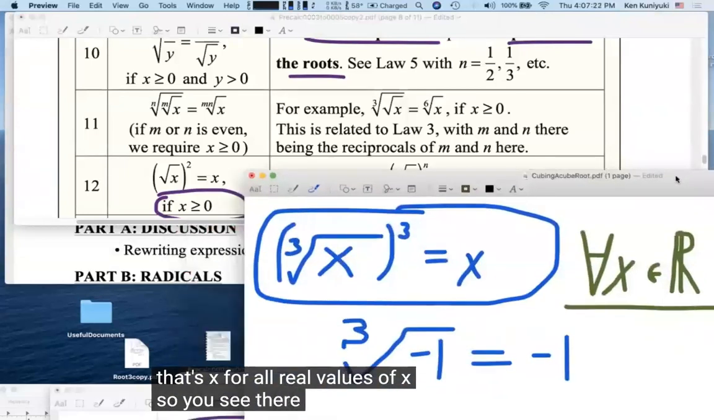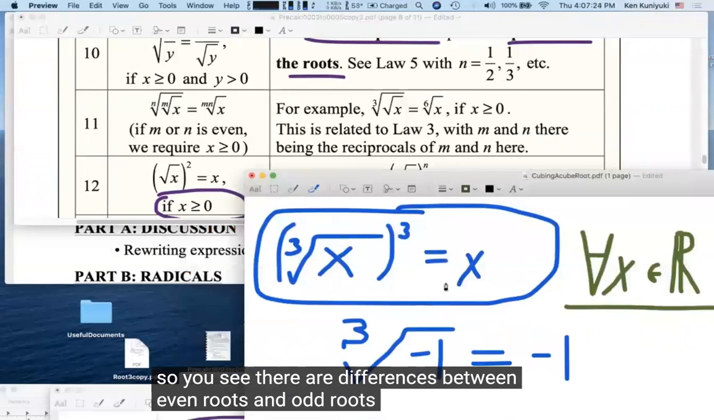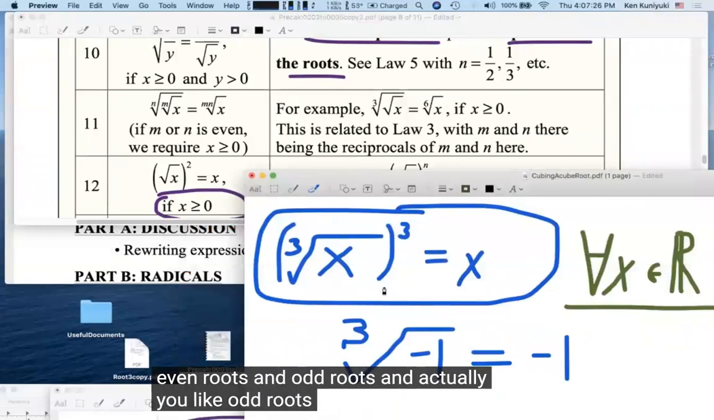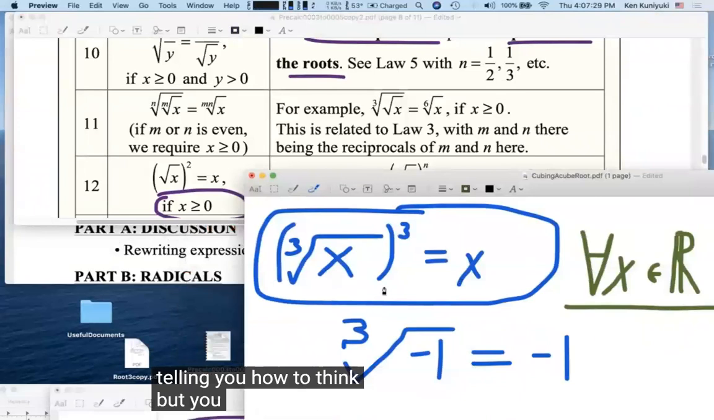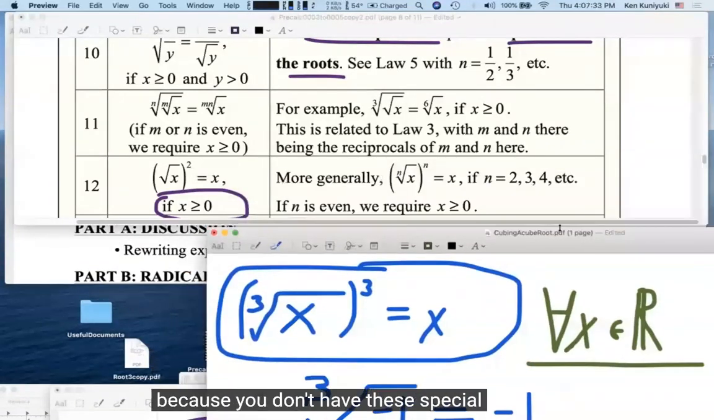So you see, there are differences between even roots and odd roots. And actually, you like odd roots better. I know I'm telling you how to think, but you like odd roots better because you don't have these special deals here.